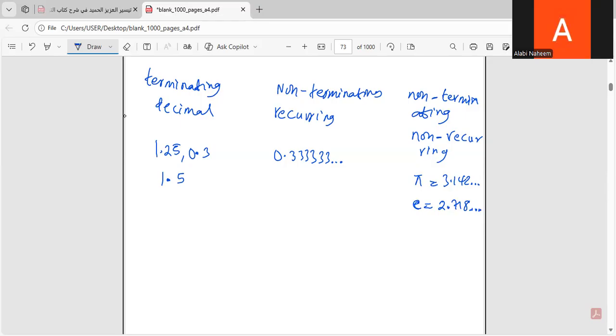And also in the previous video, we learned how to convert a fraction to a terminating decimal. I meant a fraction that will give a terminating decimal. Right? So we're left with the other two types: the non-terminating recurring decimal and the non-terminating non-recurring decimal.